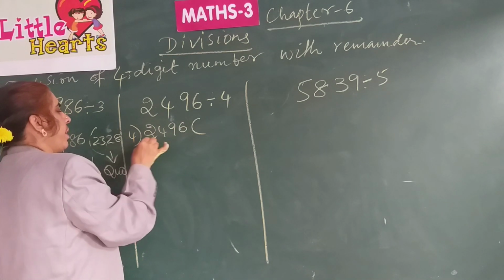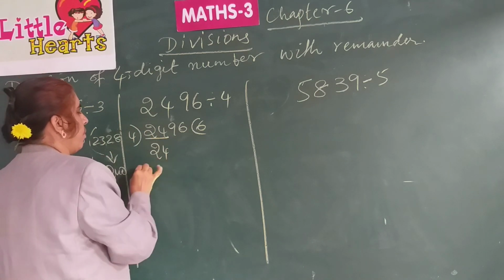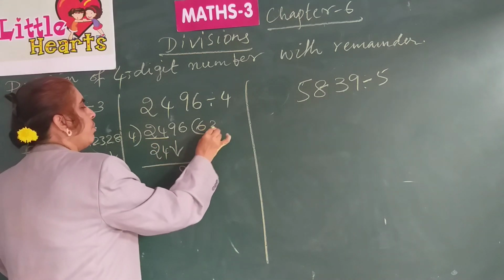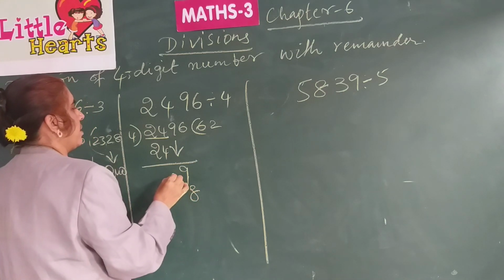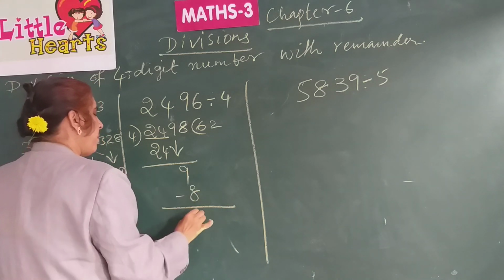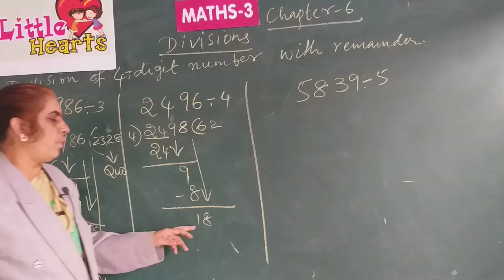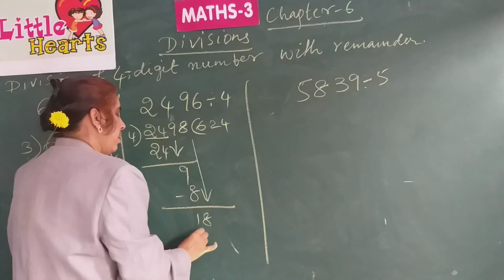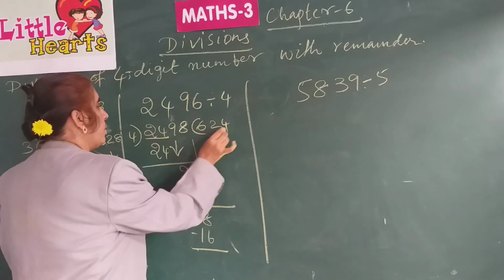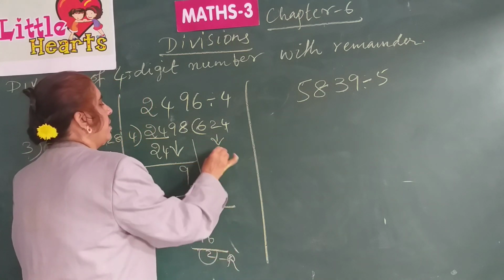2,496 divided by 4. As 2 is less than 4, take 2 digits, 24. 4 sixes are 24. Bring down 9. Now 4 twos are 8. 9 minus 8, 1. Bring down 8. Now 4 fours are 16. The nearest number to 18 in the 4 table is 16. It goes 4 times. 18 minus 16 is 2. That is the remainder. That is the quotient.